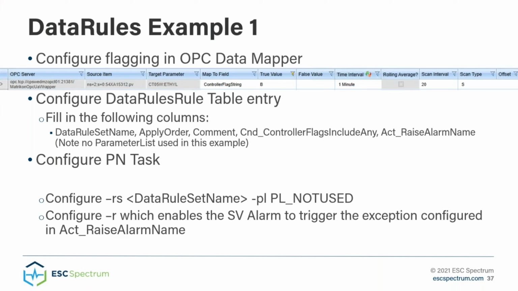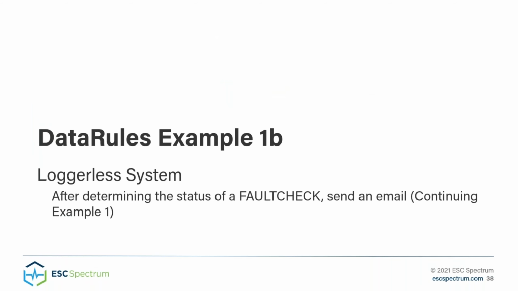So that's how you monitor a flag, and you can monitor all of the different map to field options that we showed earlier in the presentation and give its own specific rule to it. Each rule is going to need its own row in the data rules rule table. And we're going to continue appending those rules, or they've already been appended, but as you add more rules, you're going to append them to the data rules rule table.